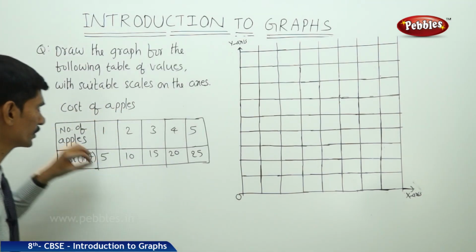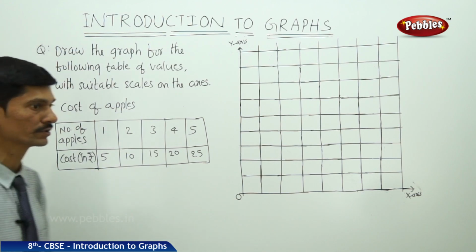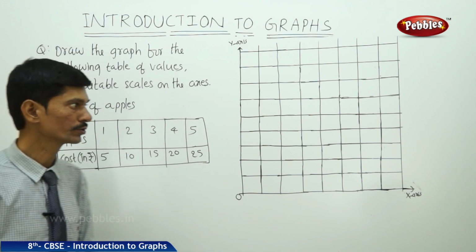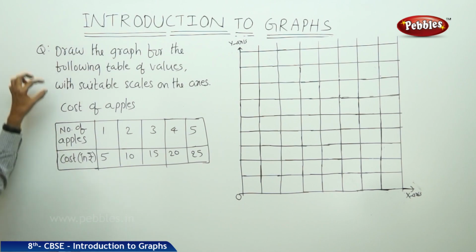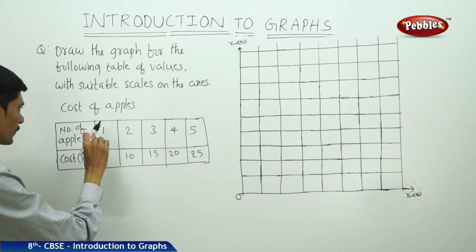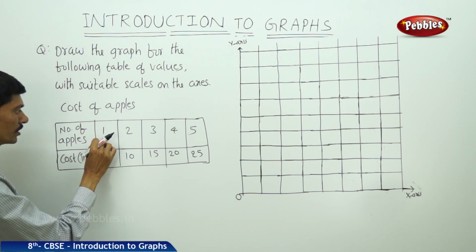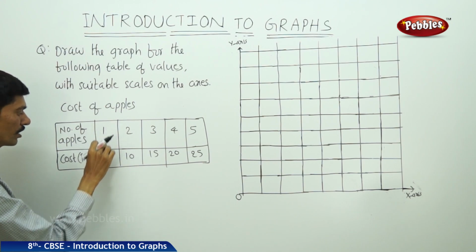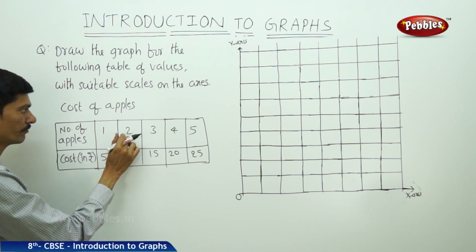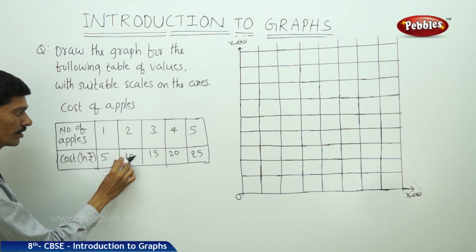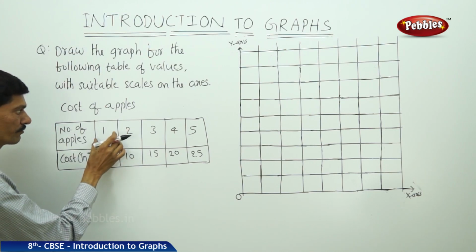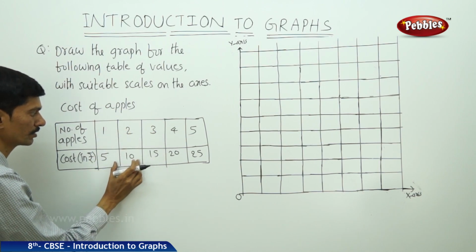Now let us see the first question. Draw the graph for the following table of values with suitable scales on the axis. Here the cost of apples is given in a table. In the first row of the table, number of apples taken, and in the second row, cost in rupees. If the number of apples is 1, then the cost is 5 rupees. If the number of apples is 2, then the cost is 10 rupees. So for different numbers of apples, different costs are given.